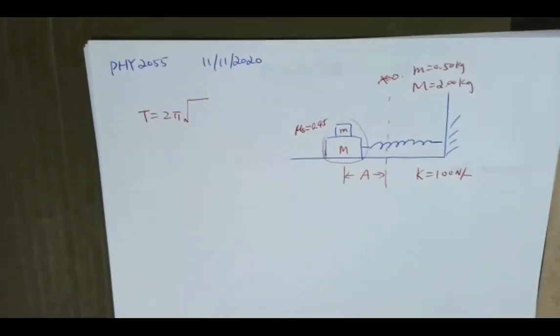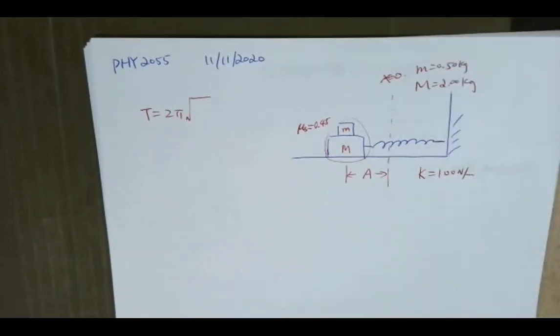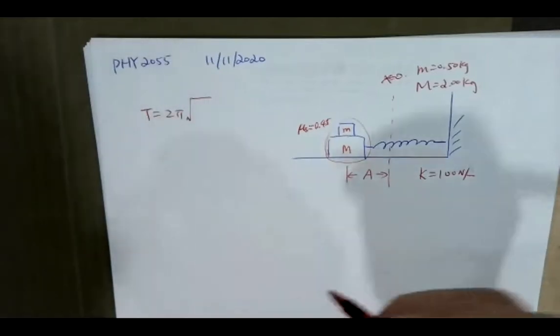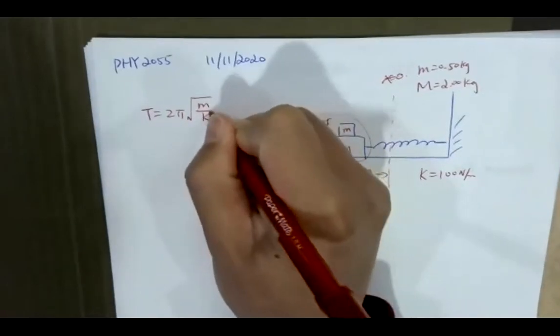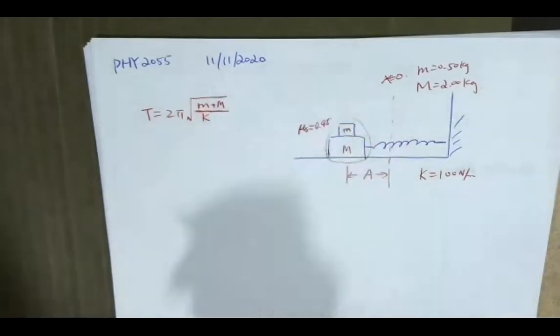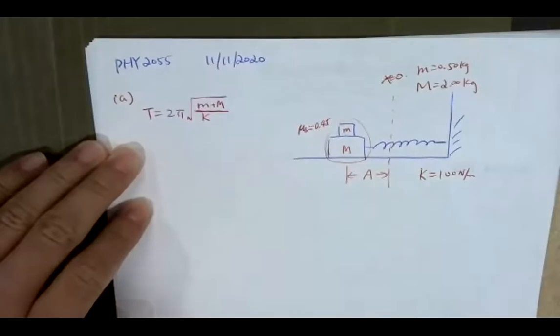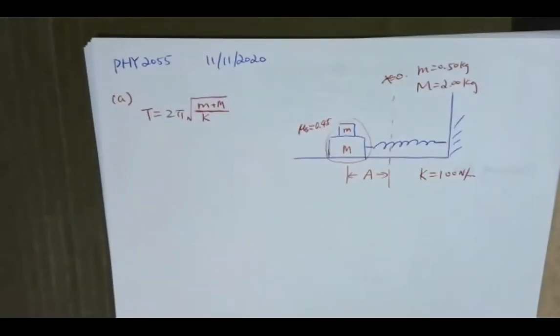Let me make sure. Just double check. It's actually m over k. So in this case, then you would add the two up, right? The capital M and the small m. So probably for part A, that's what you are going to do. You are going to just plug in the numbers.